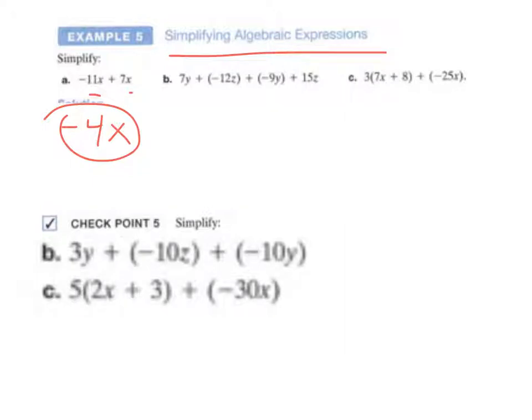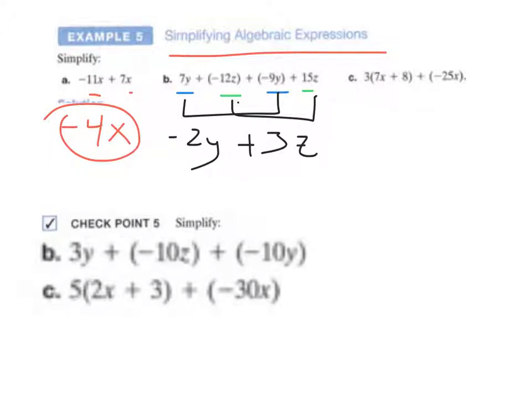So if I look at this next problem, I have a 7y and a negative 9y because they're alike. And I also have this negative 12z and the 15z. So if I add my like terms, in this case, I'm adding the numbers, but one's opposite. So I subtract and get negative 2y, and then I do the z's, I get that, and that answer is simplified. These two cannot be combined because they're not like terms.